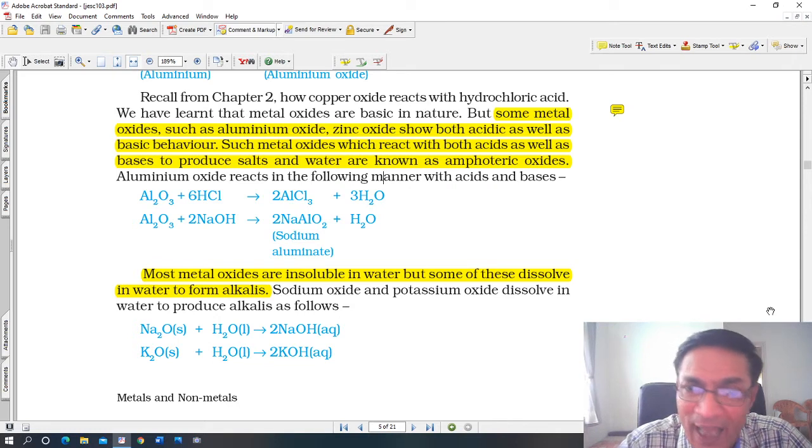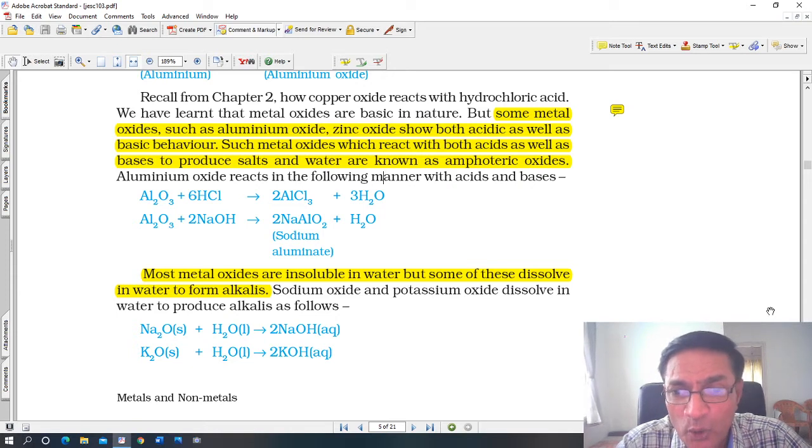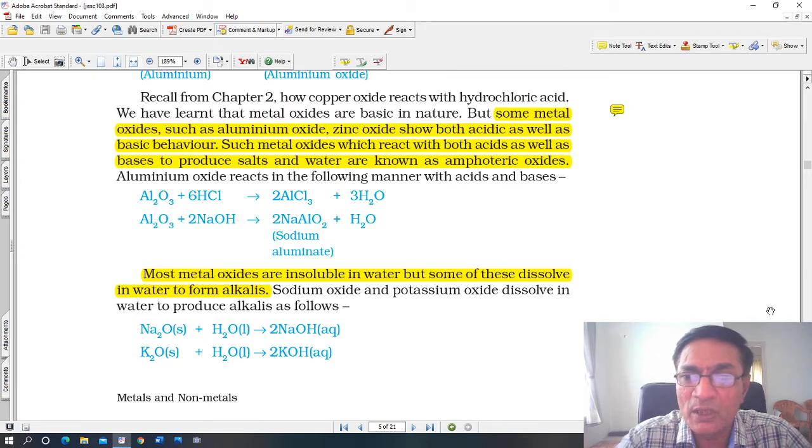So aluminum oxide reacts with hydrochloric acid and it also reacts with sodium hydroxide which is a base. दोनों में एल्यूमिनियम का सॉल्ट आता है. Aluminum chloride AlCl3 is a salt of aluminium. Similarly, sodium aluminate NaAlO2 is also a salt of sodium and aluminium. Okay, it's a compound salt.